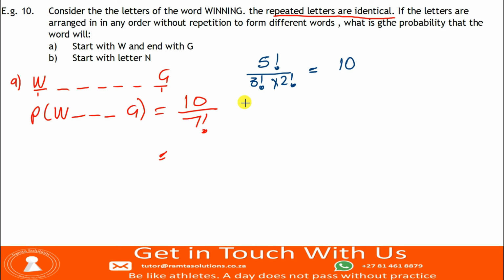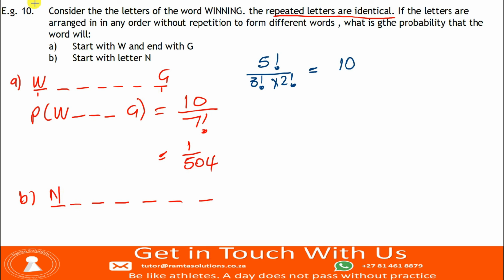This is 1 over 504. Okay, perfect. Now for number B, and it starts with N. If it starts with N, it's okay. It'll be 1, 2, 3, 4, 5, 6, 7. Let's see what happens when it starts with N.